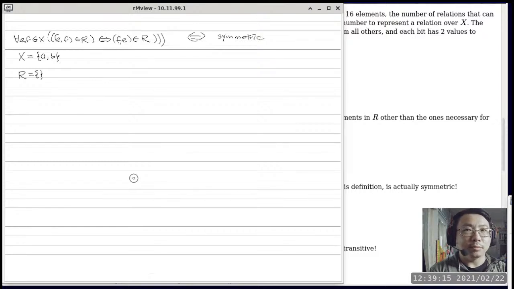And as a result, every single way you bind E and F to elements in X will make this particular expression true. And as a result, by the definition of symmetry, an empty relation is indeed symmetric. Are we okay with this one? If you need more time, let me know, because it is a little bit tricky.